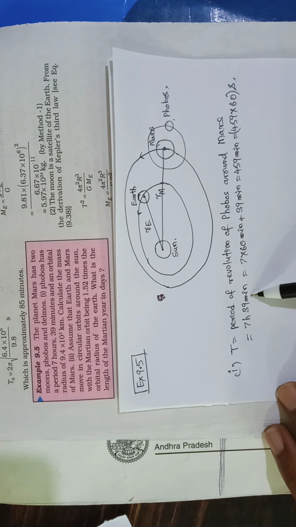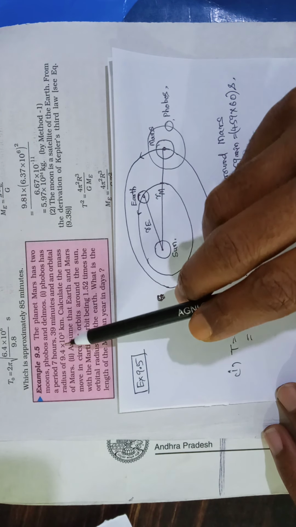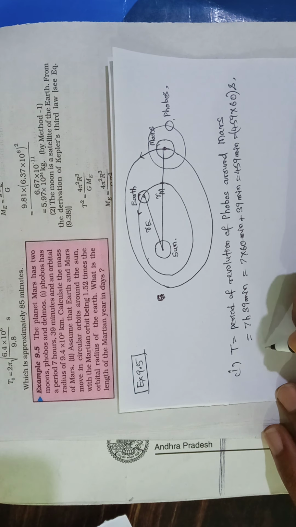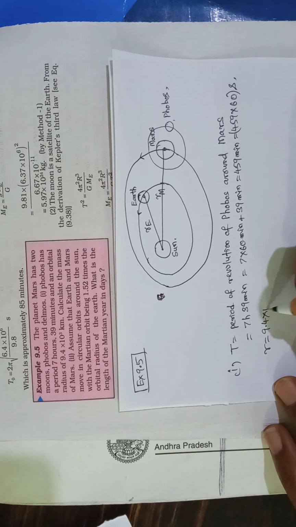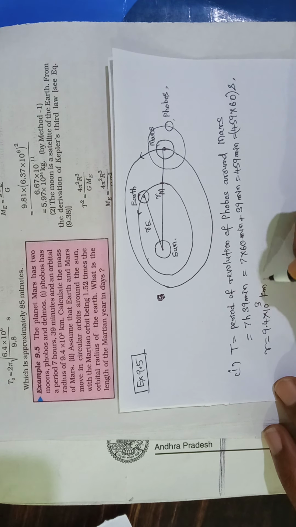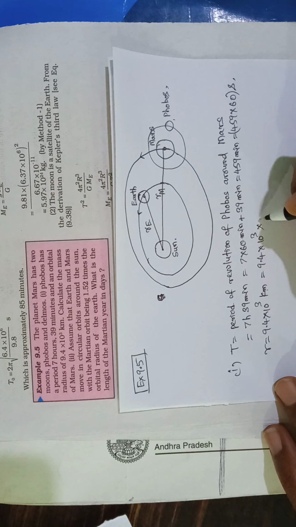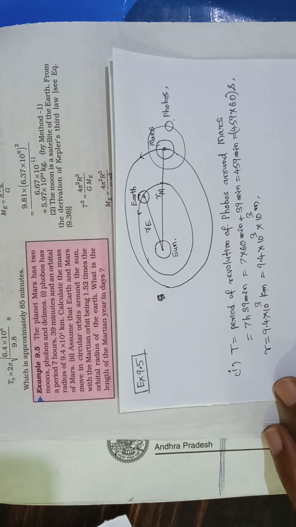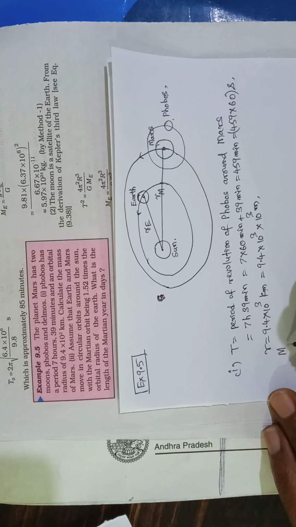So I have converted the time period into seconds here. Now, an orbital radius of 9.4 10 power 3 kilometers is given. If we convert this into meters, 1 kilometer means 10 power 3 meters. Calculate the mass of Mars. So, the mass of Mars is equal to how much? That is asked.